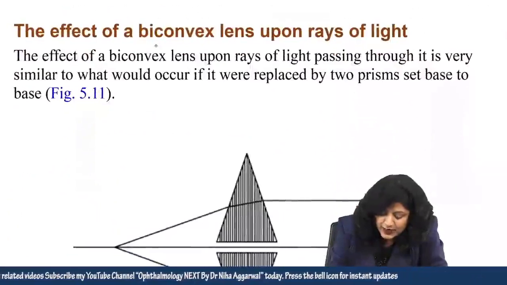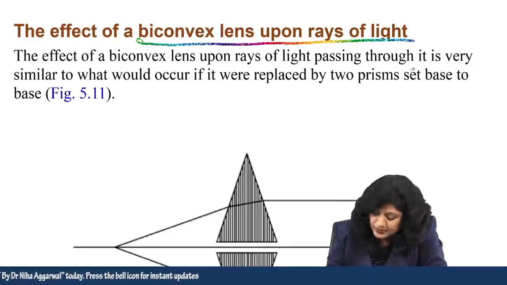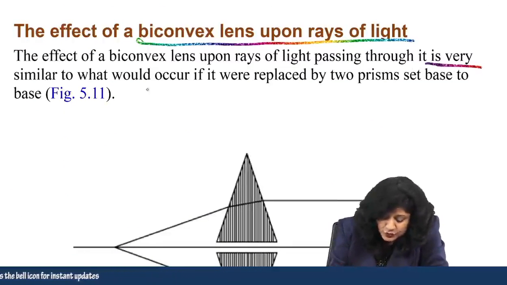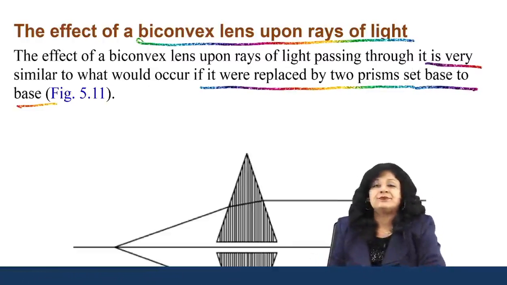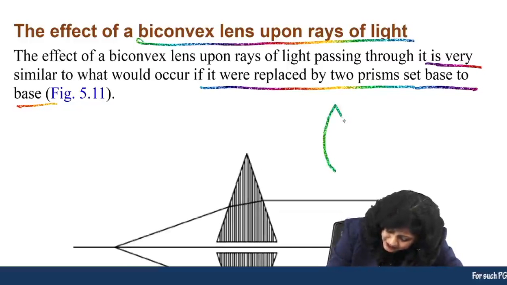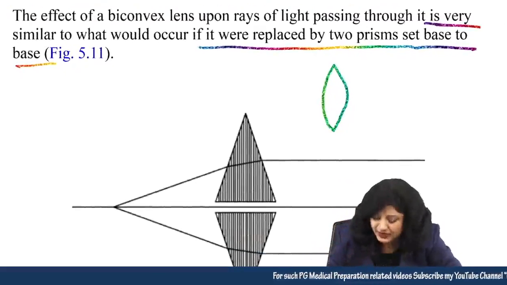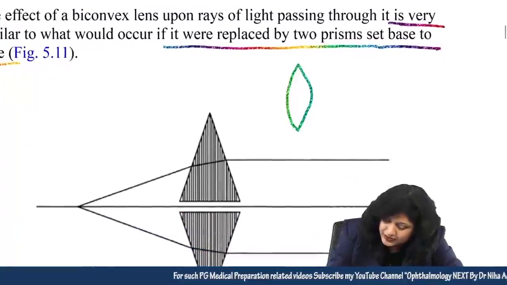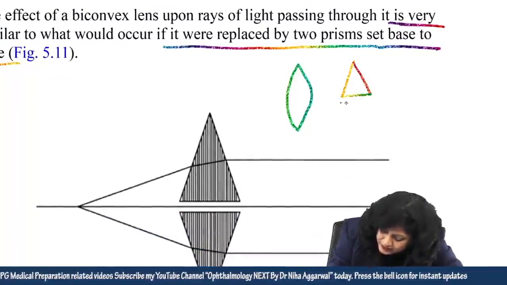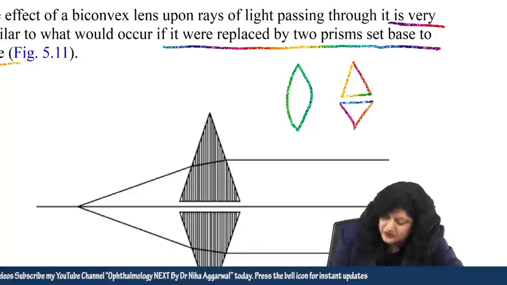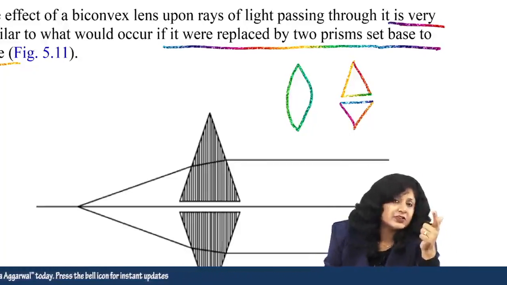Now let us see the effect of a biconvex lens upon the rays of light. The effect of a biconvex lens upon the rays of light passing through it is very similar to what would occur if they were replaced by two prisms set base to base. What they are saying is that if I have a biconvex lens and I have to see the nature of the rays of light passing through it, that is very similar to the rays passing through two prisms kept base to base. And you know, whenever rays pass through a prism, they are deviated towards the apex. Okay.